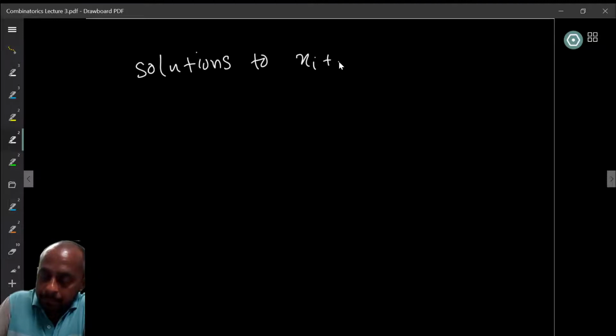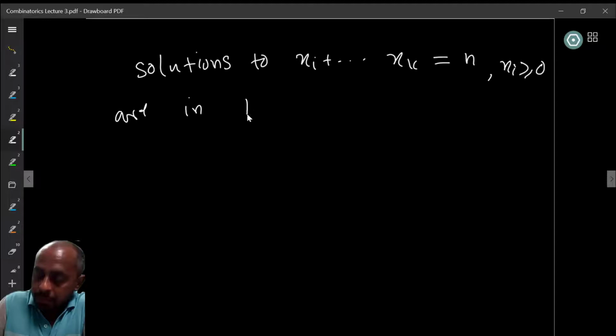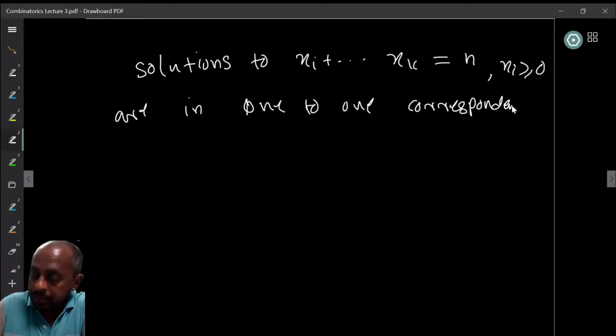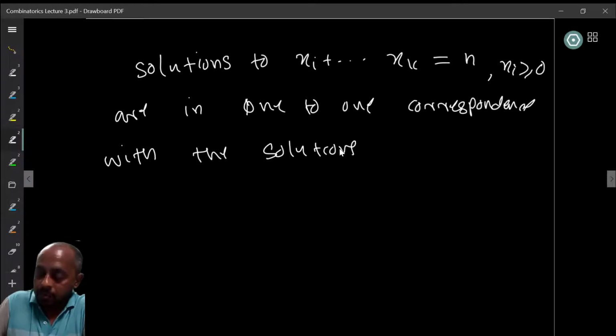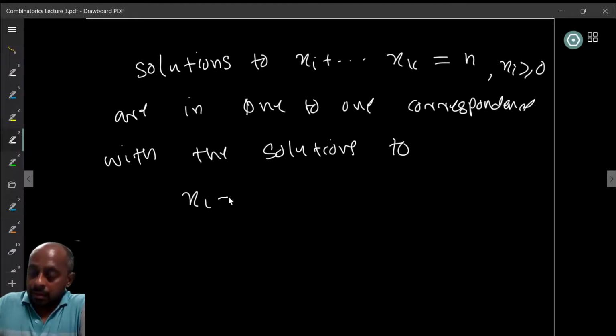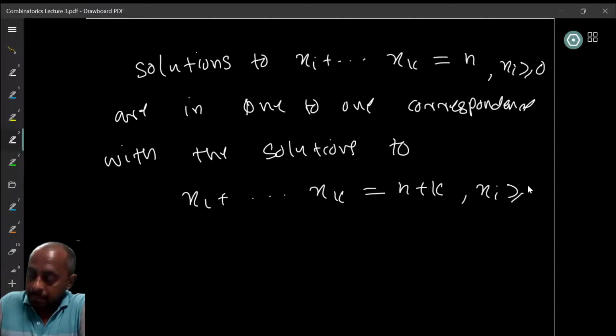to x1 plus etc. xk is equal to n, xi greater than or equal to 0, are in one-to-one correspondence, right, with the solutions x1 plus etc. xk is equal to n plus k, where xi is greater than or equal to 1, or xi strictly greater than 0, right? xi greater than or equal to 1.